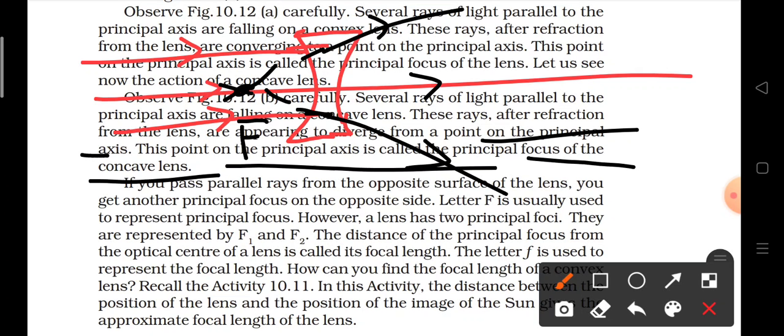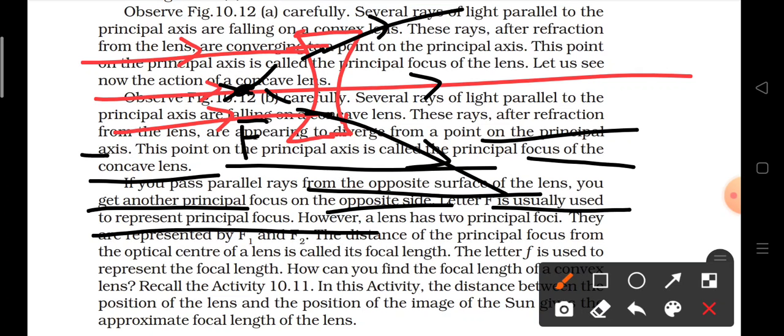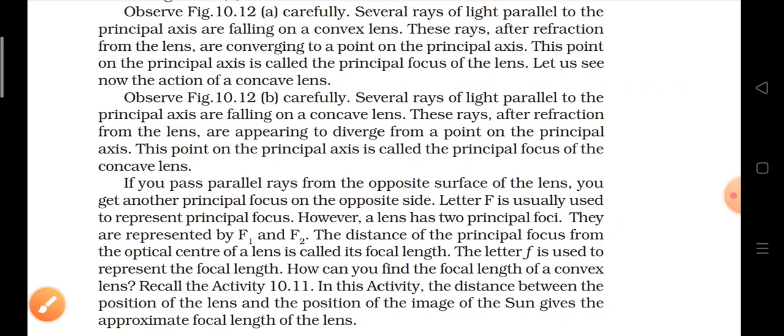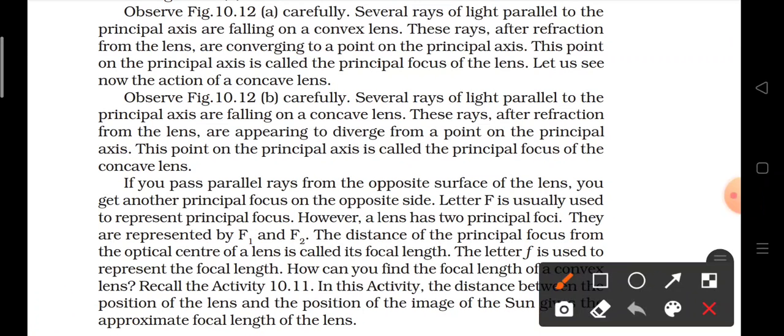If you pass parallel light rays from the opposite surface of the lens, you get another principal focus on the opposite side. The letter F is usually used to represent the principal focus. However, a lens has two principal foci. As the lens has two principal foci, they have been represented by F1 and F2. The distance of the principal focus from the optical center is known as the focal length.